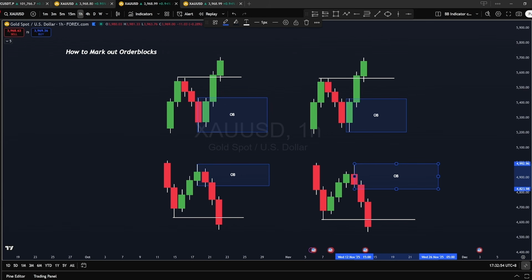Okay, this is the basics of how to spot and mark out your order blocks accurately to the exact level. You always see my order block here is not a random level that I draw. It's always snapped to the candle's high and low, the wicks. So this is how you mark it out accurately.